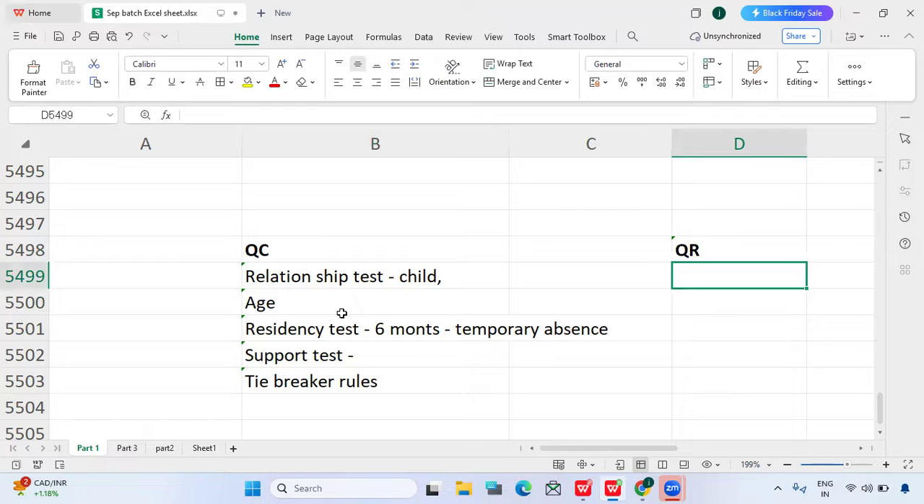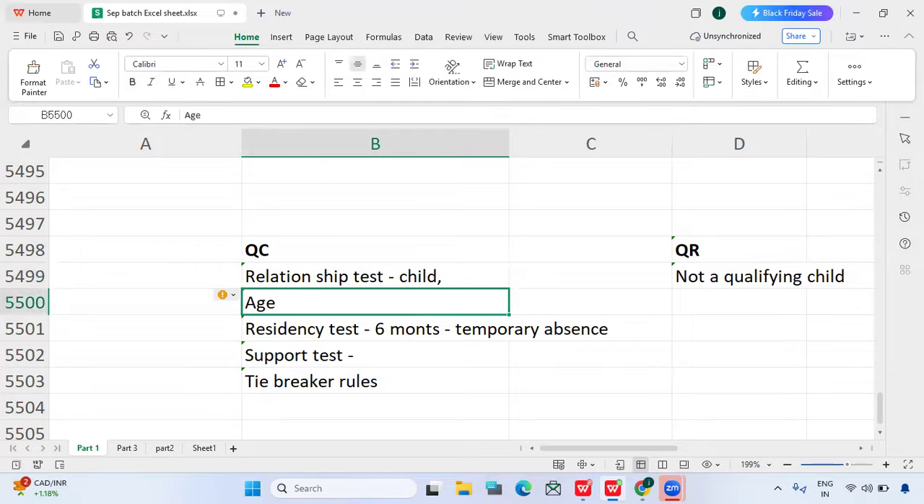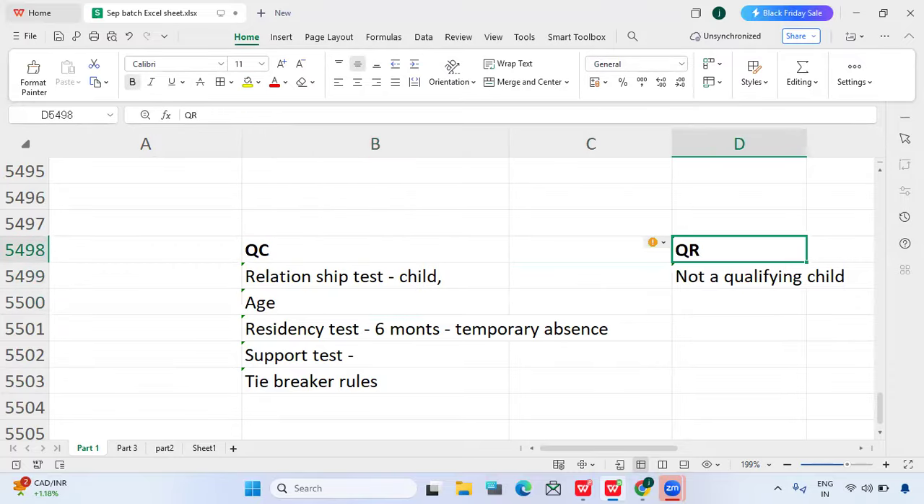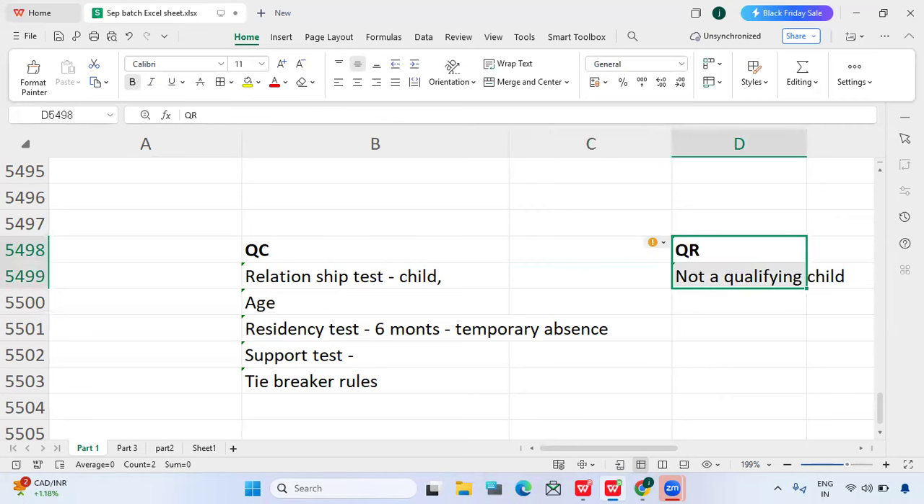So qualifying relative. Here, relationship first. What is the first important test we have seen in this? Not a qualifying child. So that means here we have children, right? Let's say he's actually a child, but he's age 25. So can we go with qualifying relative? Yes, we can. If the person is not satisfying qualifying child, then immediately we can go with qualifying relative. We can check there and consider the person as a qualifying relative if he is meeting the qualifying relative test rules.